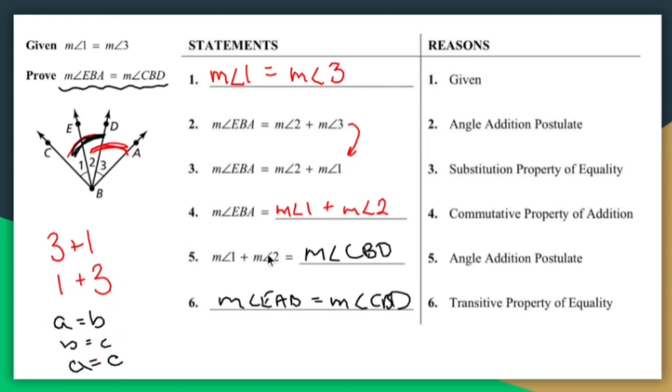So what are they doing here? Way up here, they say that EBA is 1 plus 2. 1 plus 2 is CBD. So let's skip the middleman and say EBA is CBD. And that was supposed to be EBA.